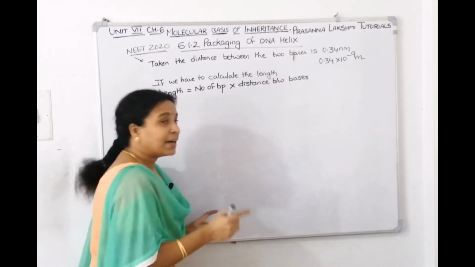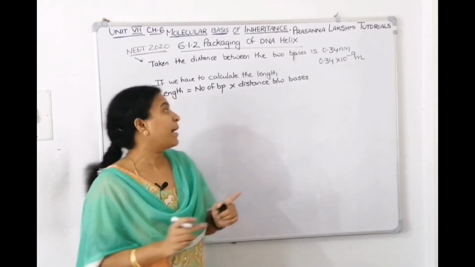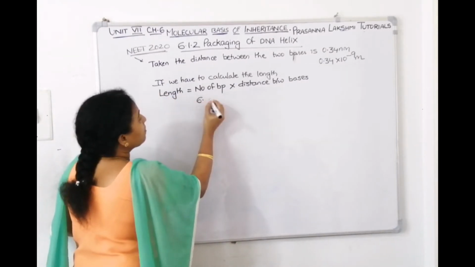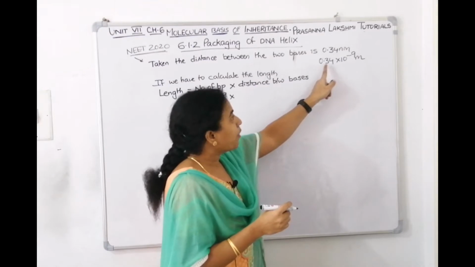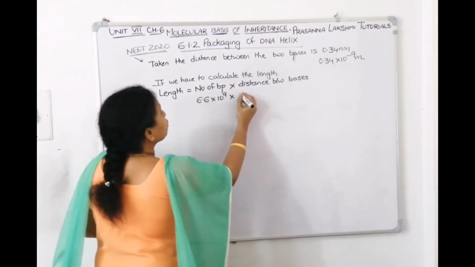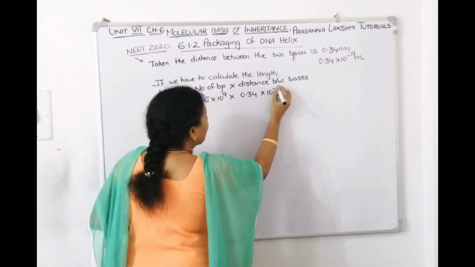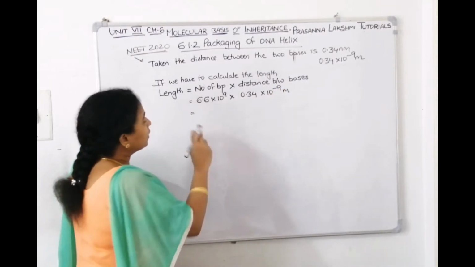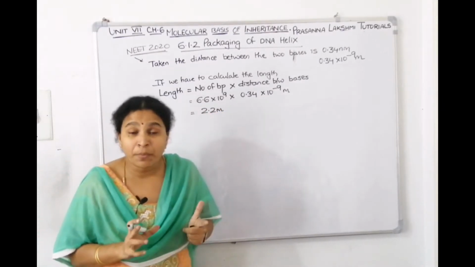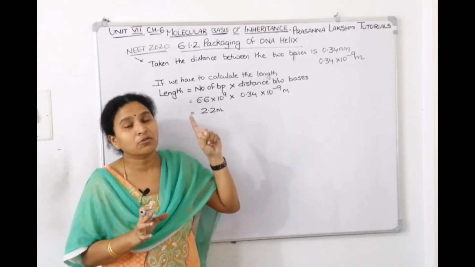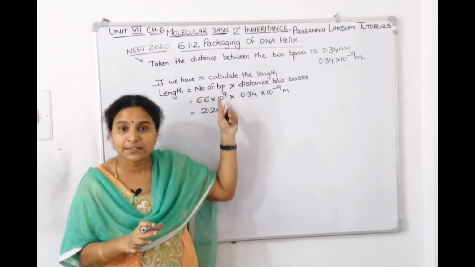Now, our haploid content is 3.3 × 10⁹. Our diploid content, which is distributed in 46 chromosomes, is 6.6 × 10⁹. Because we are diploid, the number of base pairs is 6.6 × 10⁹, and the distance between the bases we have just seen is 0.34 × 10⁻⁹ meters. Multiply the number of base pairs by the distance and you get the length. When you simplify, the calculation gives 2.2 meters. So the length of human DNA is 2.2 meters. This was the NEET 2020 question, and the options were 2 meters, 2.2 meters, 1.5 meters, 1 meter. The answer is 2.2 meters.